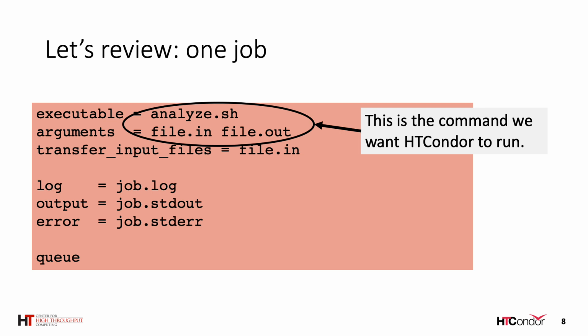First, let's review quickly what a basic submit file must look like. So this is a few standard submit file options running a sort of generic job that has an input file and an output file and is run through some script. So the executable and the arguments options in the submit file capture the components of the command we want HTCondor to run. And so here we see that in the top of the submit file.